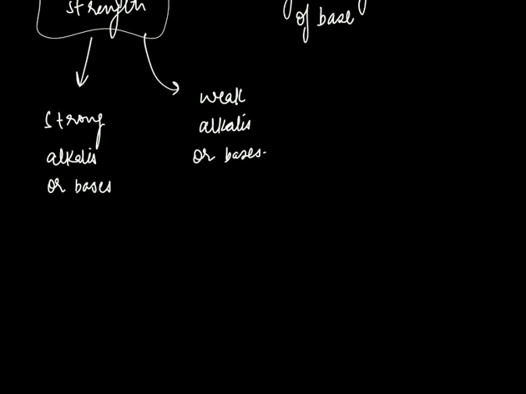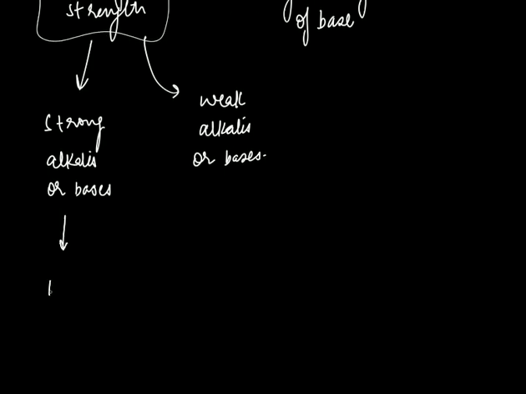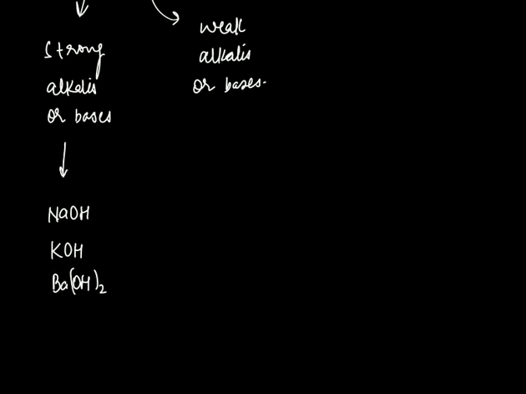Definitions you can write. So, strong alkalis or bases, we have sodium hydroxide, a stronger one, potassium hydroxide. We have barium hydroxide, which is also strong. So, they almost completely ionize themselves. Like if we talk about barium hydroxide changing into barium and two hydroxide ions. So, this is a diacidic base. We'll come to that part also.